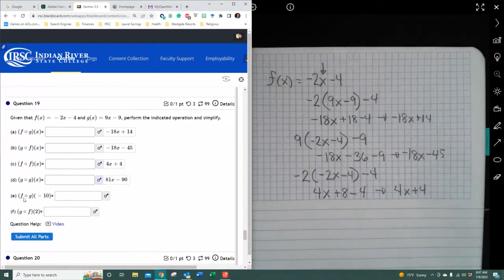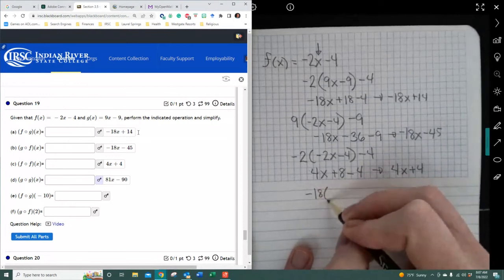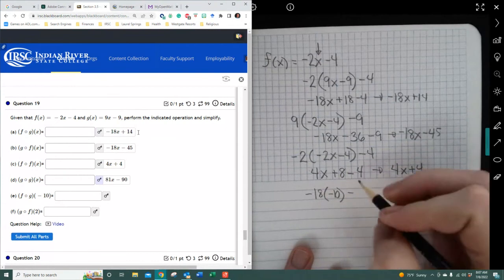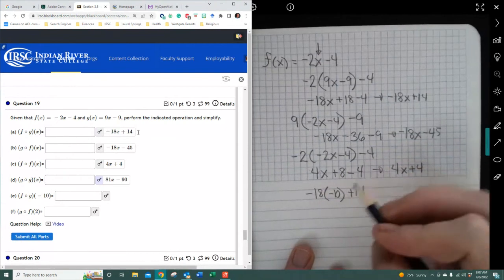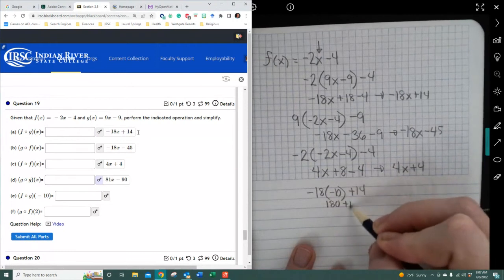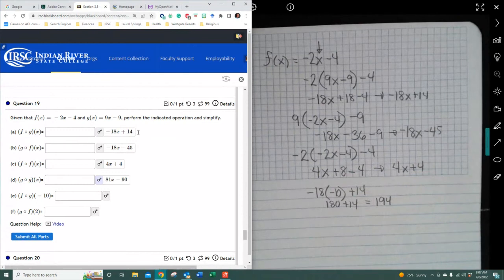Now, but wait a second. We get this value, like we've already done f of g, right? F of g is right here. So all we've got to do is insert negative 10 into that function we already came up with. So negative 18 times negative 10, and then plus 14. This gives us positive 180 added to 14, which gives us 194. And that's what you're going to get for that one.